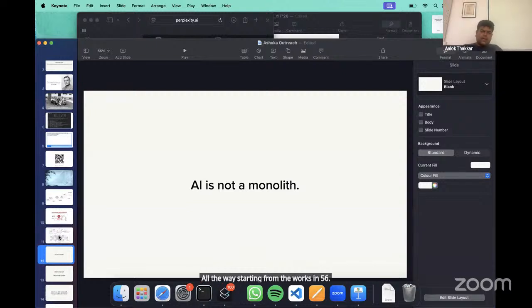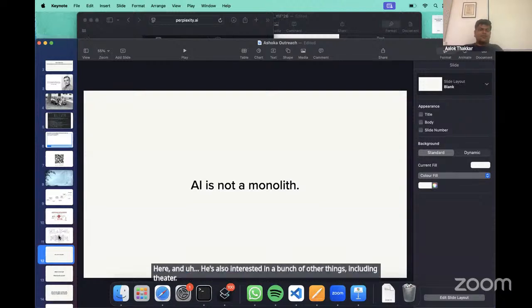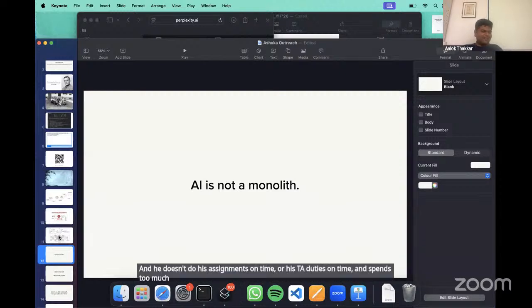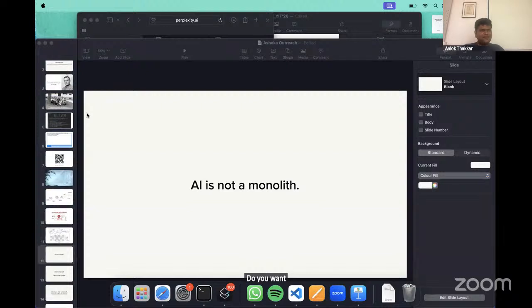With us today, we have a CS math major, Vedant Gautam. Vedant has been working on some very interesting projects here, and he's also interested in a bunch of other things, including theater. And he doesn't do his assignments on time or his TA duties on time and spends too much time in the theater. So finally, I have him out of the black box. Do you want to introduce yourself, Vedant? You can just speak up and this will catch.